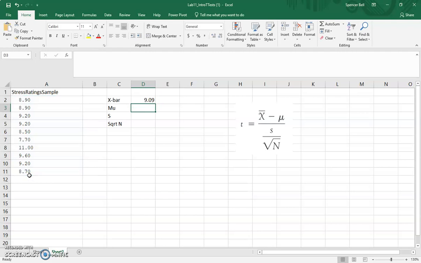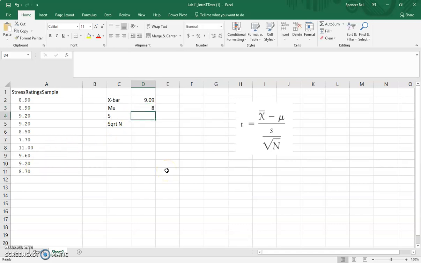Now our mu is not something that we compute here, but that's just something that is claimed, so we get that from the null hypothesis, or if we happen to already know, if it's a known mean for the population, as is often the case for things like IQ scores, then we use that. Let's say that the claimed mean for this population, or what we want to test, is a claimed mean of 8.